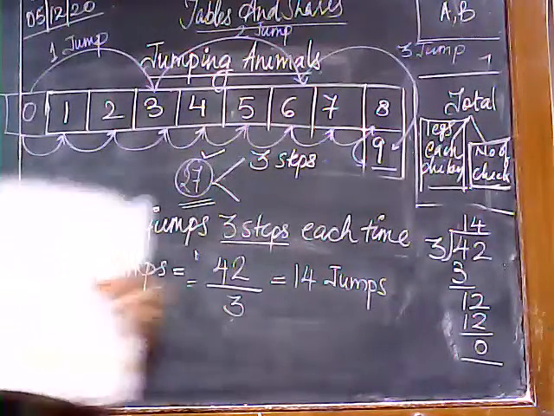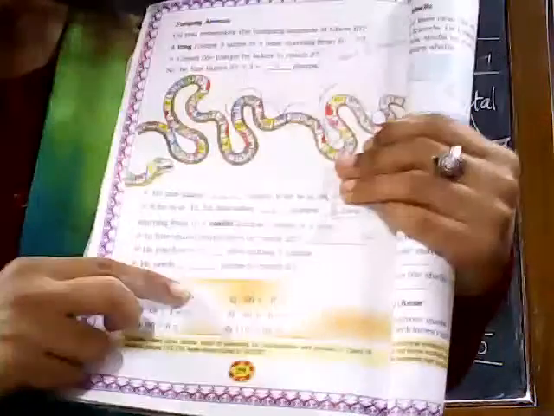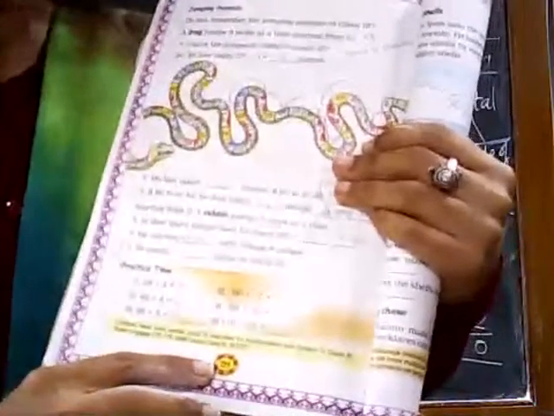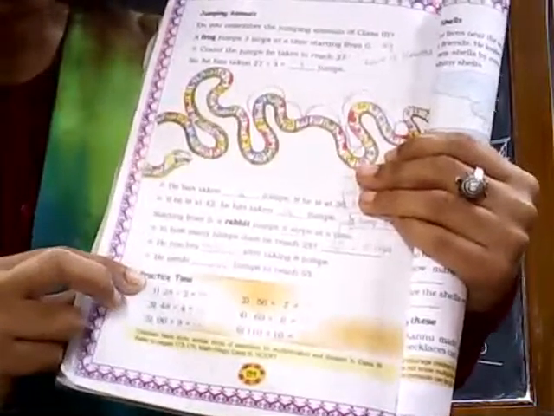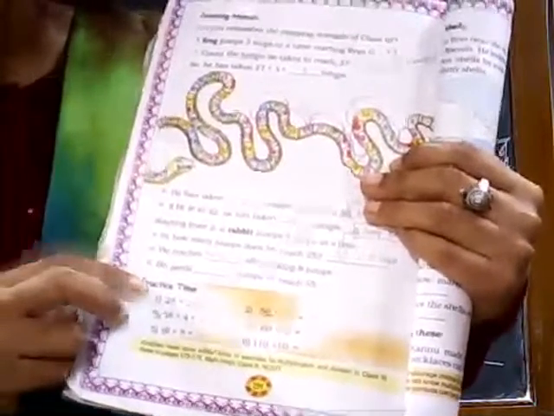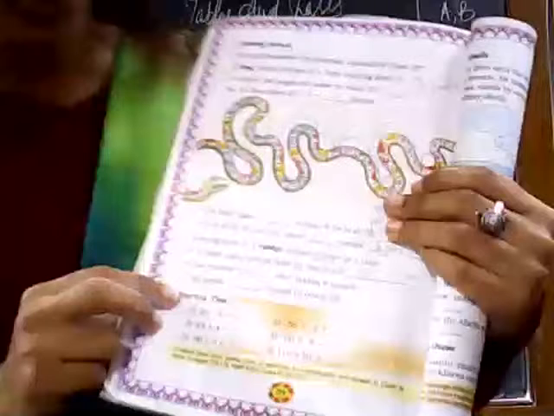Now children, what I want you to do is, when the class gets over, go home and complete the practice time on page number 124. You do this practice time as homework. Okay, children.